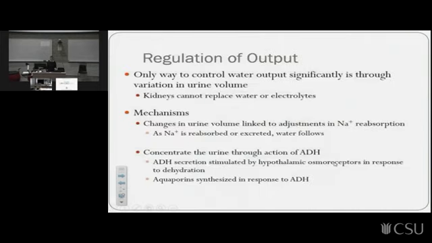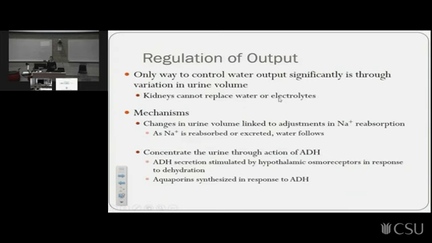So now talking about the output of water. The only way to control water output significantly is through the variation of urine volume. So when we're saying that kidneys cannot replace water or electrolytes, essentially what this means is the kidneys don't generate their own amount of water, or they don't generate their own electrolytes. What they do is just basically distribute the amount that's either going into the body, staying in the body, or then being excreted with urine.